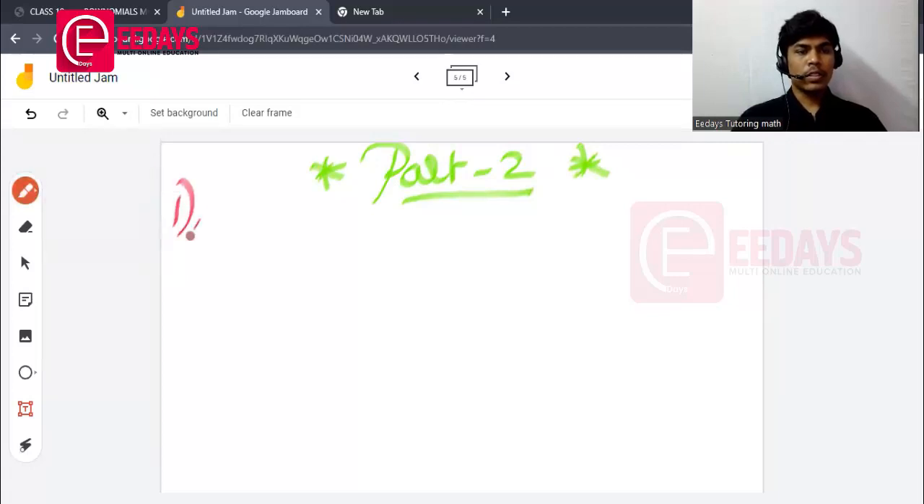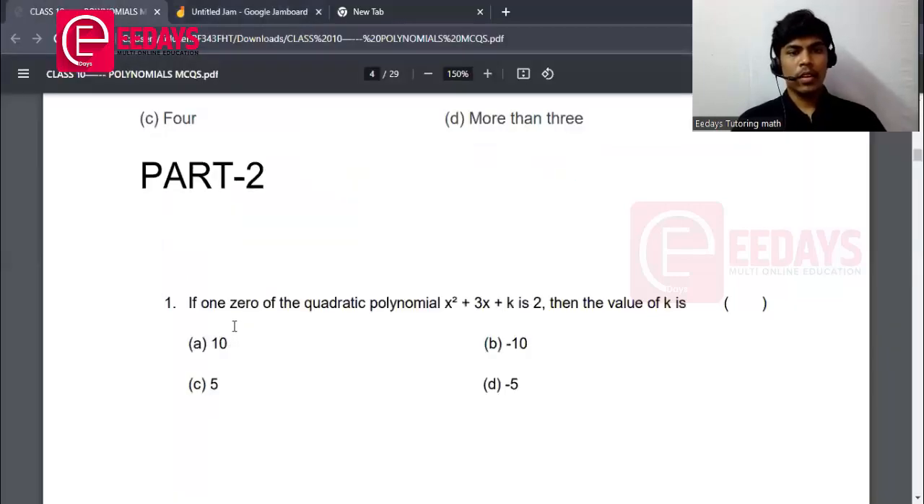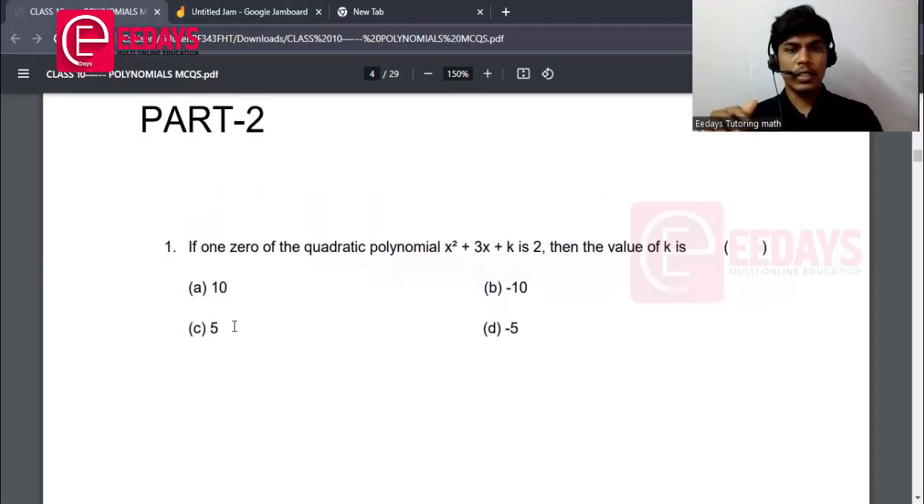Part 2, first question. If one of the zeros of the quadratic equation x square plus 3x plus k is equal to 2, then find the k value. It is an easy question. Same type of question we have already discussed.